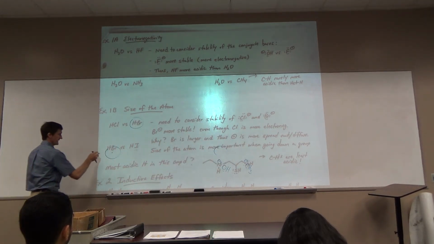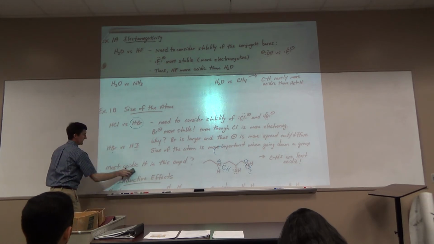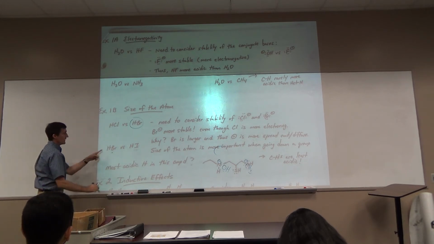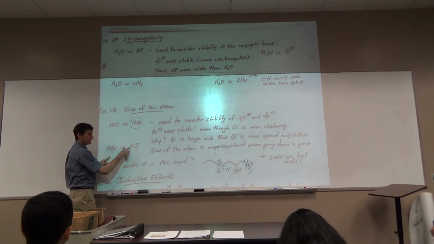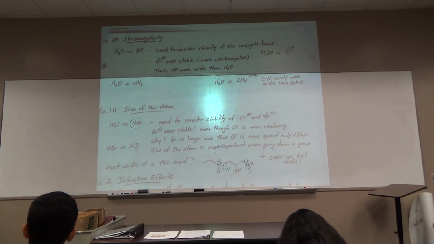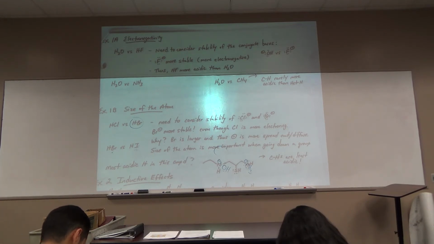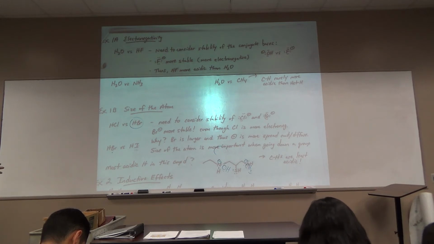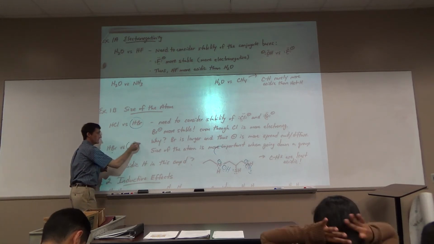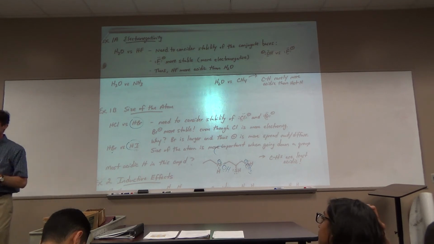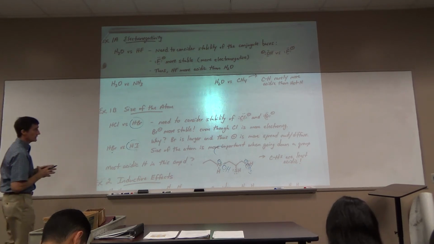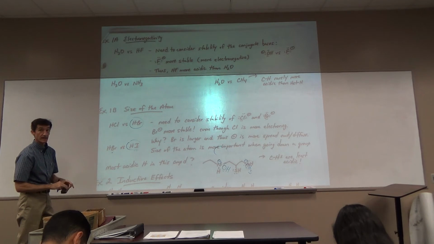Which is more acidic, HBr or HI? HI. Which is more stable, Br minus or I minus? I minus, even though it's not as electronegative. Why is it more stable than Br minus? It's bigger. Size trumps electronegativity when you're going straight up and down. HI is the most acidic of your hydrohalic acids, and I minus is the most stable anion of those.